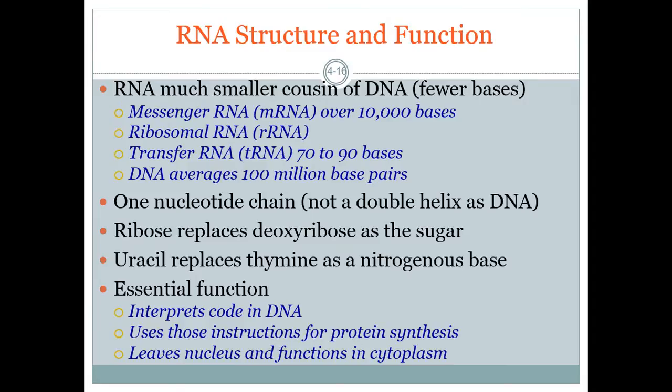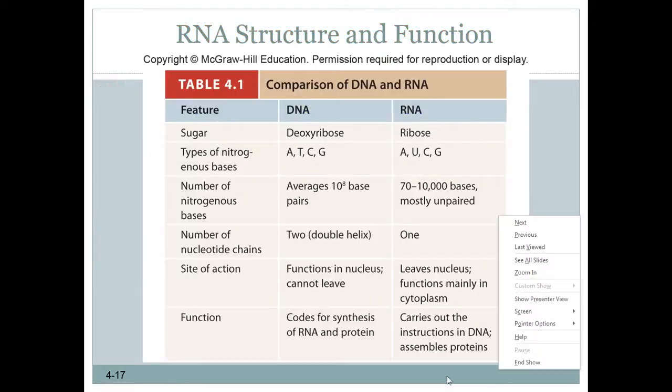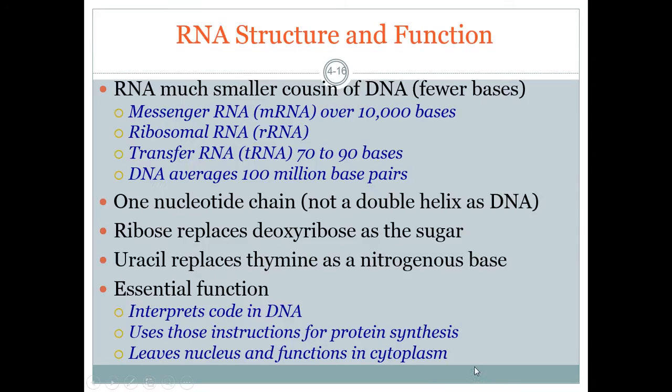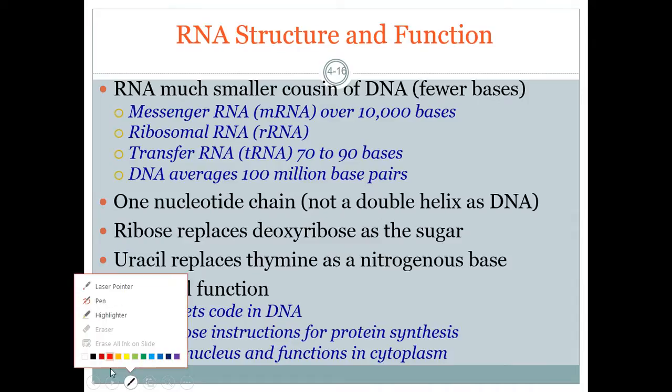Now, then we have the thymine. We talked about the adenine, thymine, guanine, cytosine. Now, in RNA, the thymine is replaced with a U, which is your uracil. So, I can grab. It's not showing up. Okay. Oh, here we go.